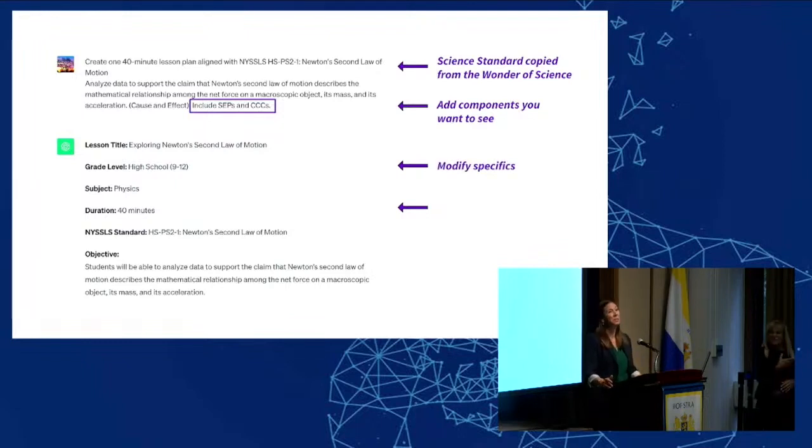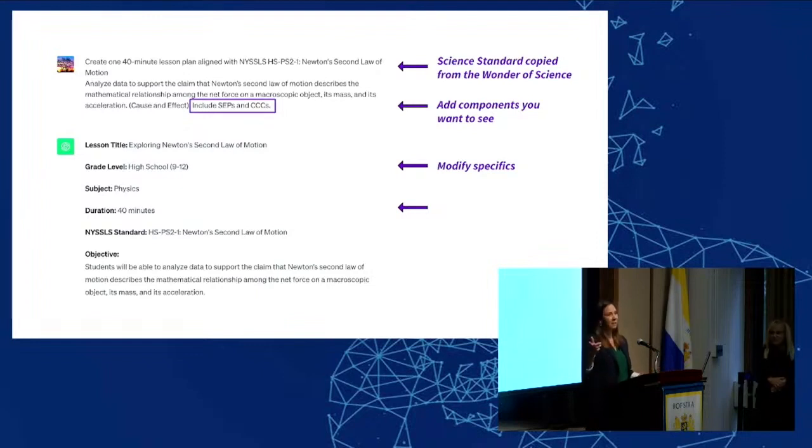And then you modify the specifics. So this is not a passive exercise. This is definitely something where the human brain is 100% necessary. I'm not just taking what the artificial intelligence is generating and saying, okay, great, this is my lesson plan, here you go. I need to make sure that everything is as accurate and precise as possible.